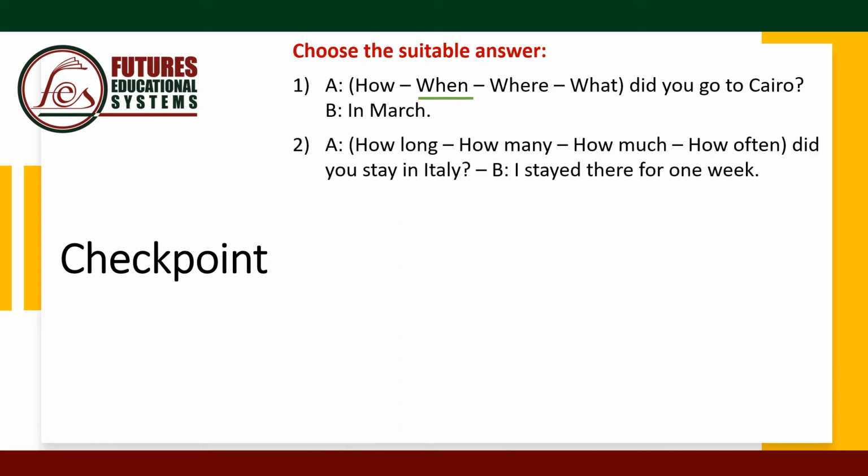Number 2. A asks a question: How long, how many, how much, how often did you stay in Italy? And B answers, I stayed there for 1 week. For 1 week is a duration. So which question word asks about the duration? How long? Number 3. He was, they, there in August.